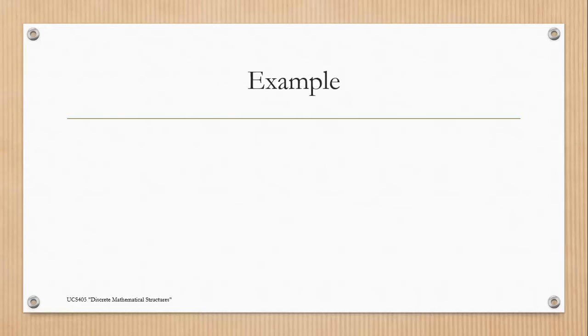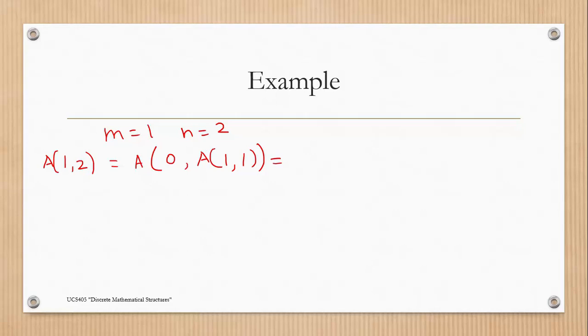Now let us take one example in which suppose we have m equal to 1, n equal to 2. We have to calculate A of m, n, that is A of 1, 2. So here our third case will apply, which will be equal to A of m minus 1, that is 0, comma A of m, that is 1, comma n minus 1, that is 2 minus 1, which is 1. Now this is another Ackermann function, which we have to solve first. So this will be equal to A of 0 comma, when both m and n are 1.